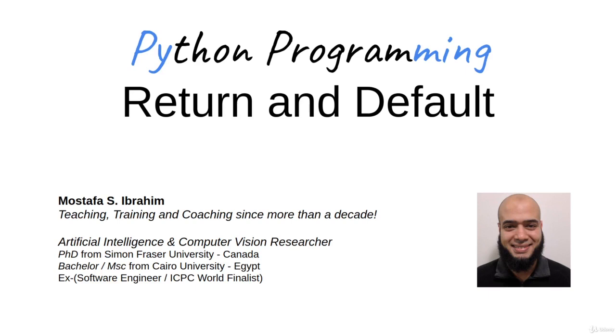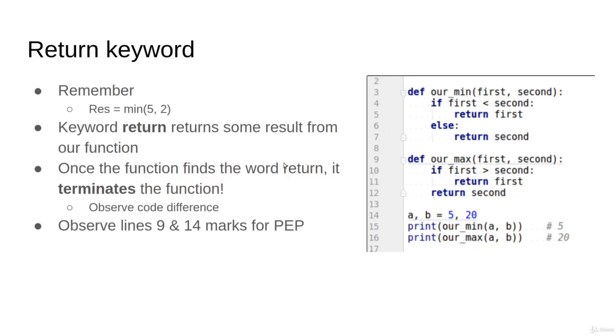In this session, we will learn about two features in functions, the return feature and the default feature. The return keyword is something, remember when doing something like min of 5 and 2, so we're receiving the result here. For this result to be received, there has to be some return keyword, which simply means pass the output of this function back to the caller.